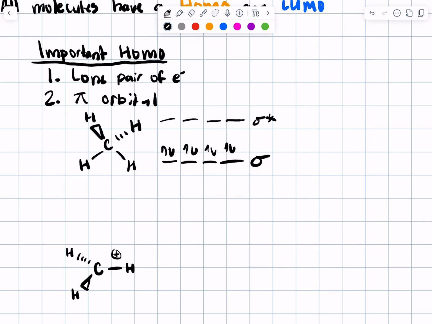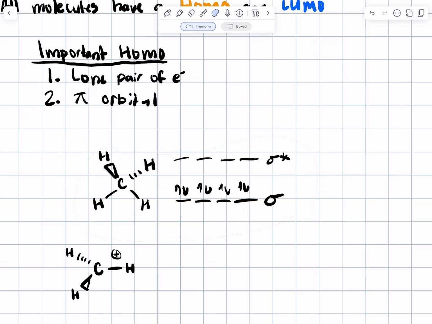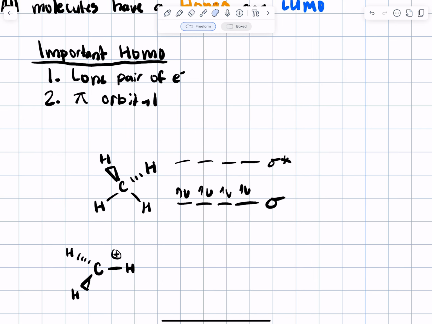Yeah. Can you explain why there is no potential for a pi orbital? Just because the hydrogens don't have a shell. So yeah, why is there not a potential for a pi bond?